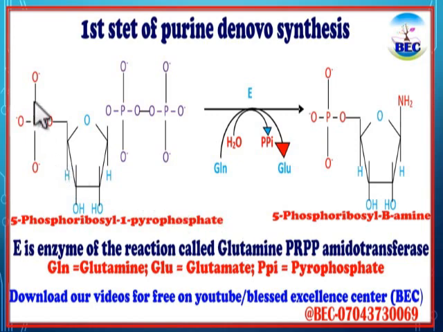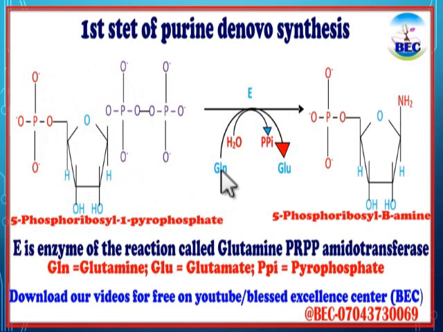In this reaction, you can remember the structure very well from the previous video when we talked of the preliminary step of purine de novo synthesis. This is what was formed. We formed this compound. So this is what we call phosphoribosyl pyrophosphate. Now to this phosphoribosyl pyrophosphate, you add glutamine.